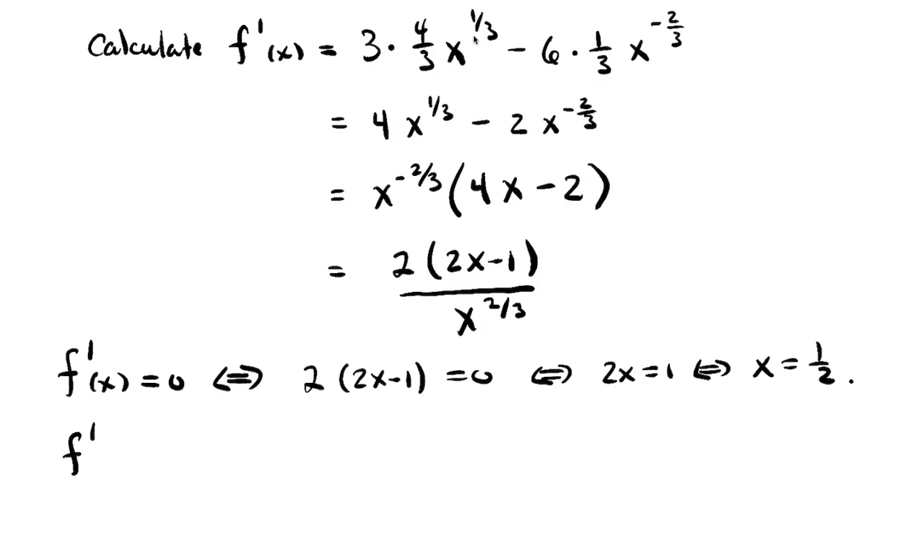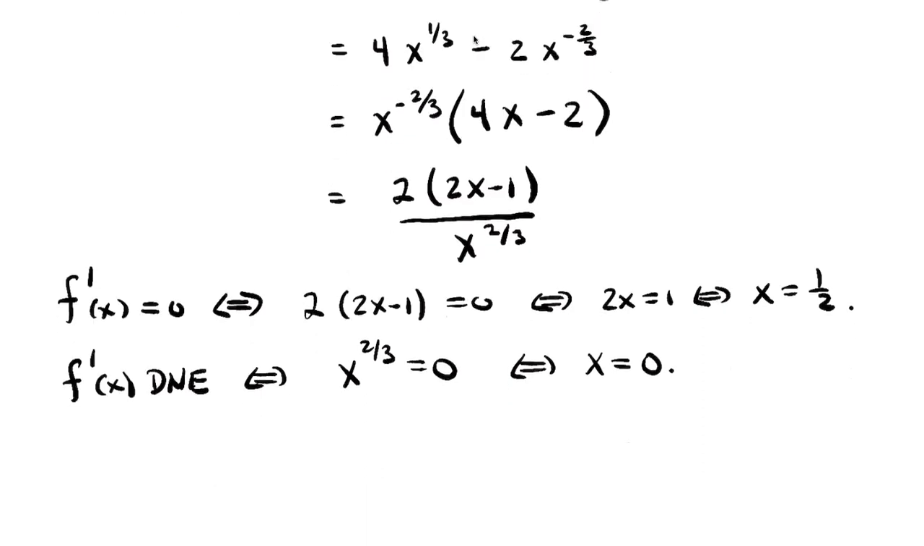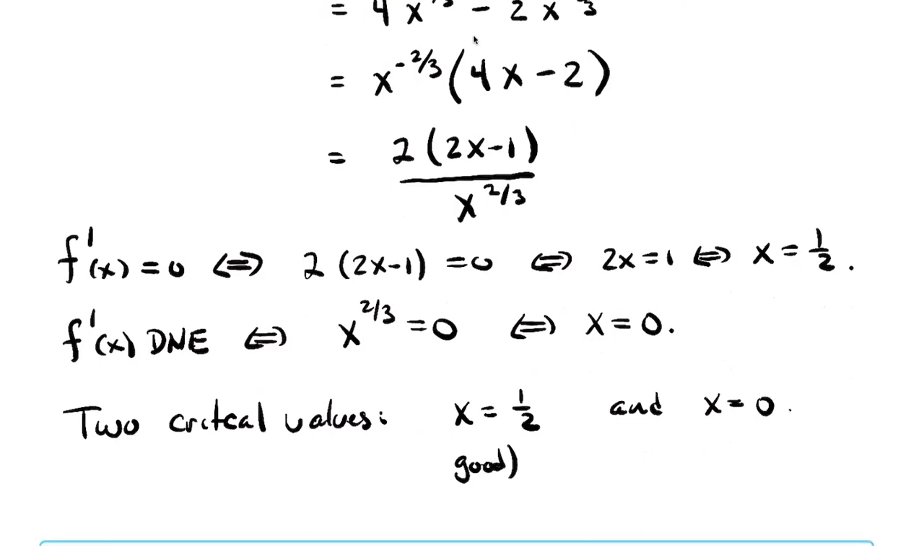F prime is undefined, I'm going to use our acronym DNE, does not exist, if and only if the denominator is 0. Well, the 2/3 power of x is 0 if and only if x is 0. So this function has two critical values. What are they? x equals a half and x equals 0. One of those critical values is good, makes the derivative 0. One of them is bad, makes the derivative undefined.